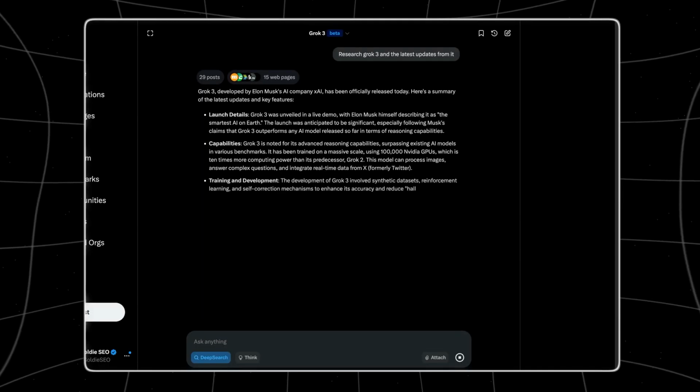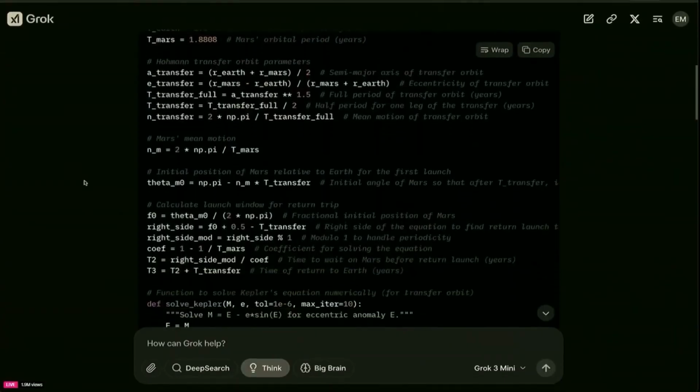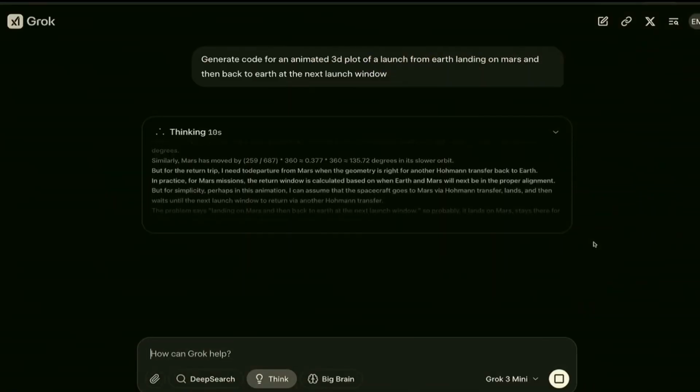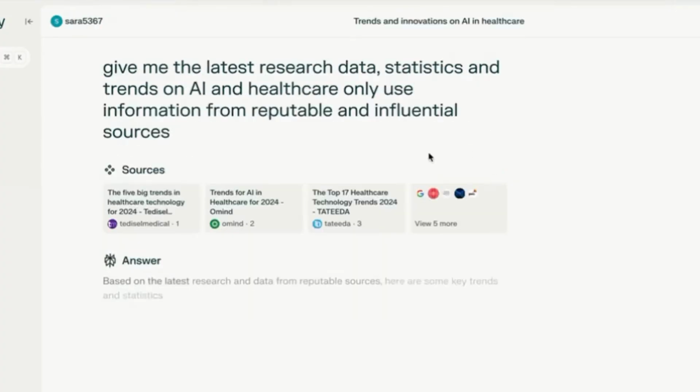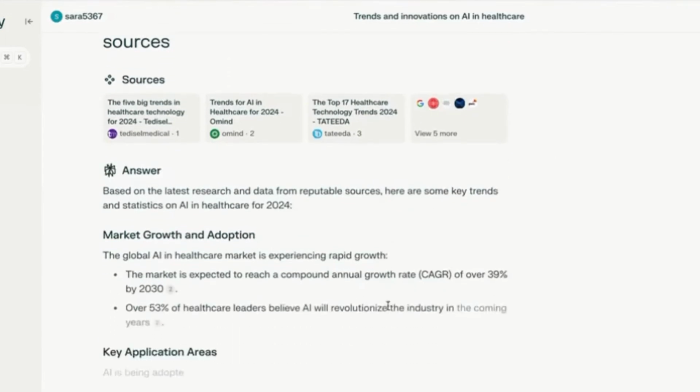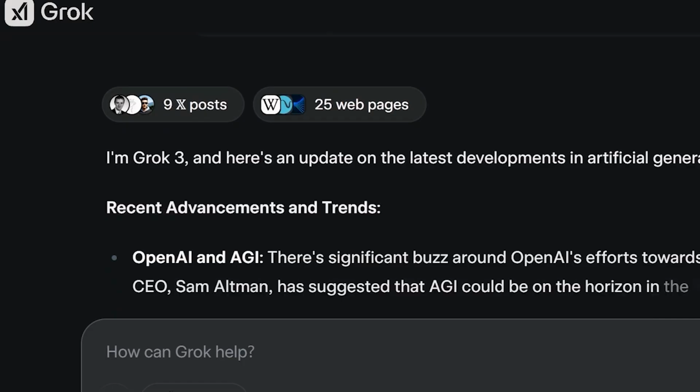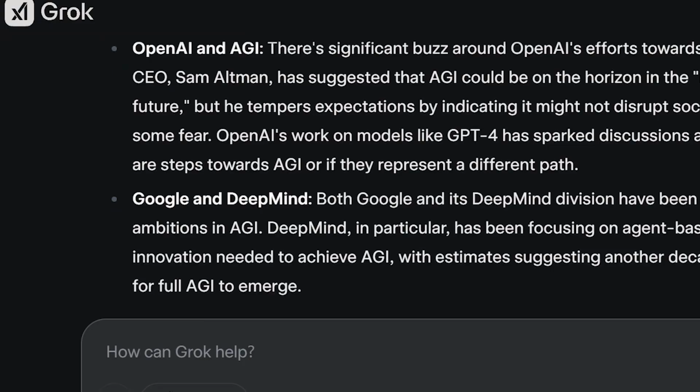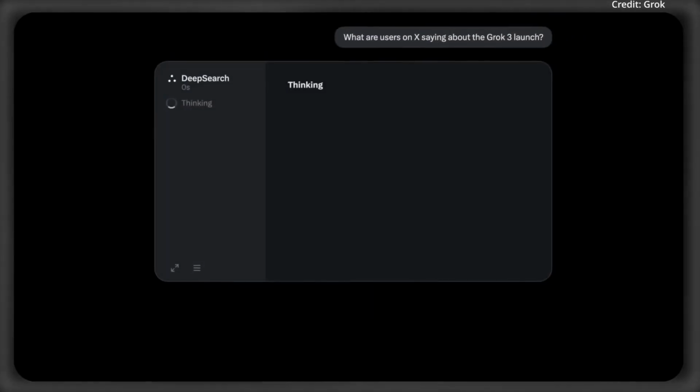Additionally, Grok-3 introduced Deep Search, a feature designed to improve AI-assisted research. This is a direct competitor to OpenAI's advanced browsing tools and models like Perplexity AI. In theory, Deep Search should allow Grok-3 to provide more reliable, research-backed answers.